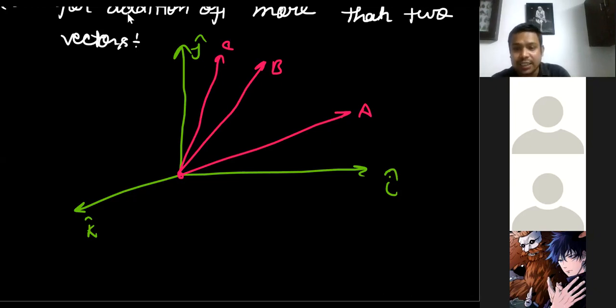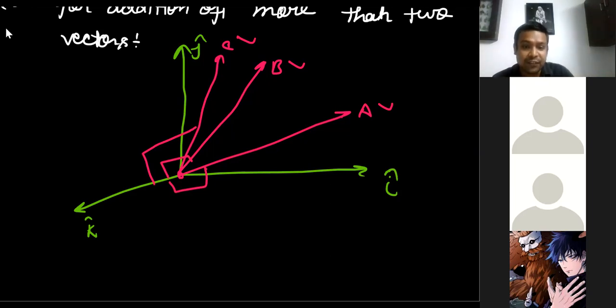All three vectors, vector A, vector B and vector C, lie on the xy plane. That's why the angle made by vector A from the z-axis is 90 degrees. The angle made by vector B from k cap is 90 degrees, and the angle made by vector C from k cap is also 90 degrees. In this case, this is an easy question and an easy case.